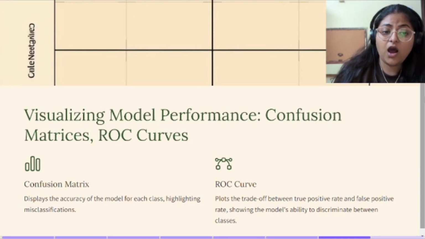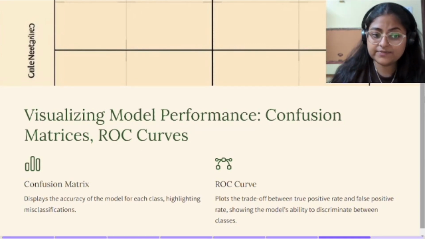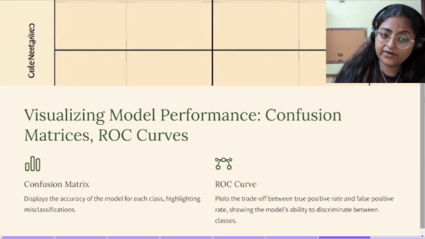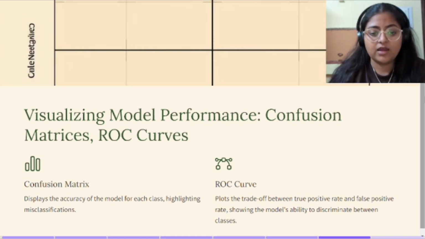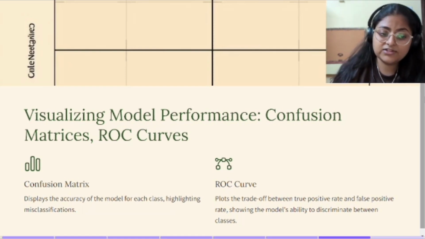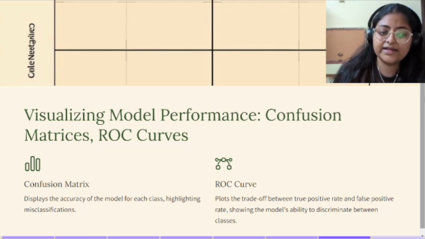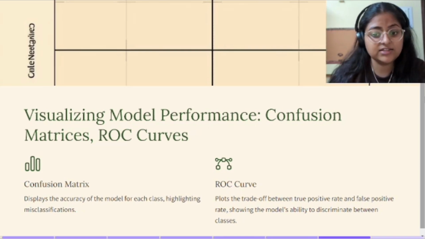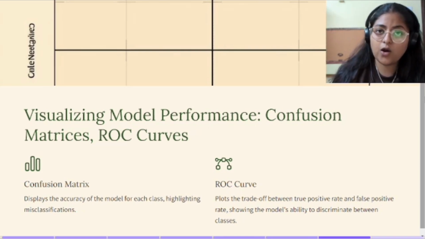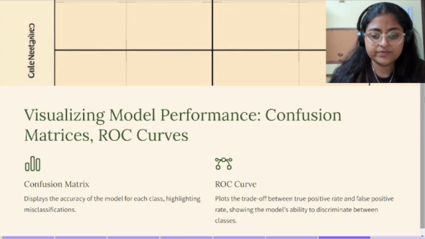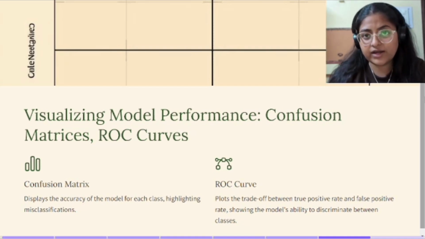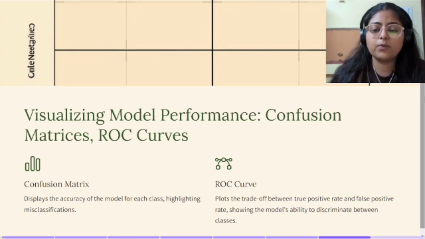Now let's see how to visualize model performance using confusion matrix and ROC curves. Model performance is visualized using a confusion matrix. Basically, it's a matrix which displays the accuracy of the model for each class, highlighting the misclassifications. Later on, we will see how to write its code in Python. ROC curves plot the trade-off between the true positive rate and the false positive rate, showing the model's ability to discriminate between classes.